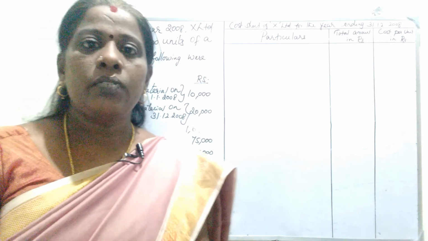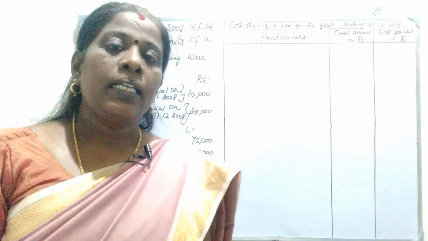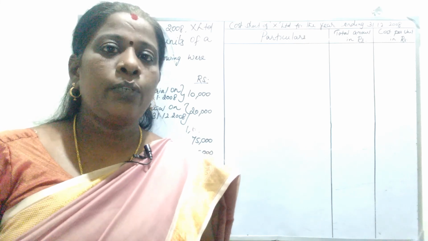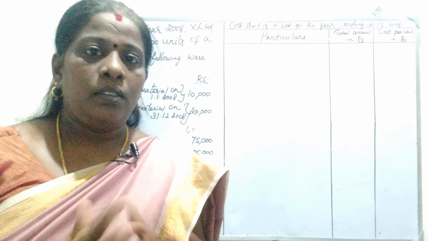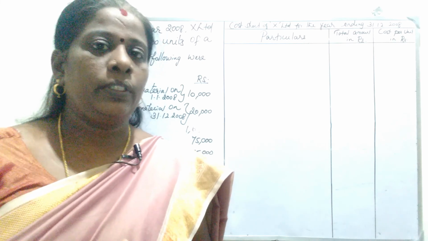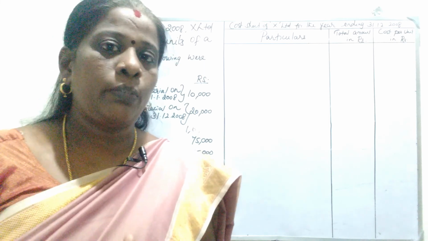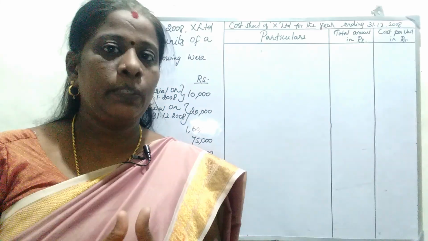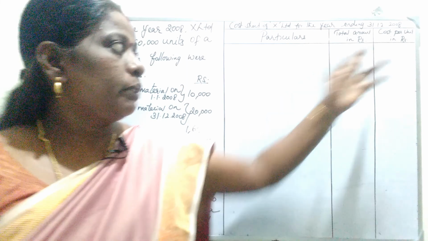So what is the meaning of cost per unit value? It is the total expenses divided by the total units produced. So how many units are produced in a particular period of time or in the particular production process, and what are the expenses made during that production process or period. It is divided by the total units produced in that period. So that is cost per unit value.